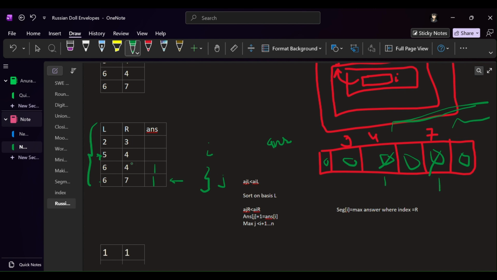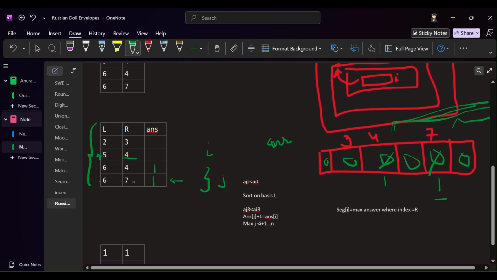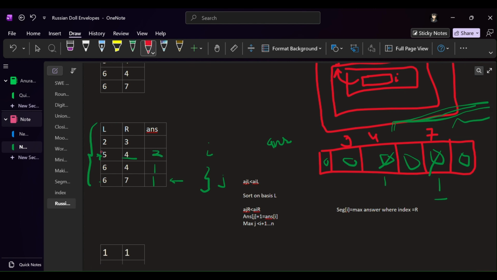Okay, now when we are going to calculate the answer for this, we need to find R plus 1, that is 5, till the last index, whatever the maximum value is, that is 1 plus 1, that is 2. So the range we are achieving is 5 to 4 and 6 to 7, as both 5 is lesser than 6 and 4 is lesser than 7, so these two envelopes can be placed one inside the other.